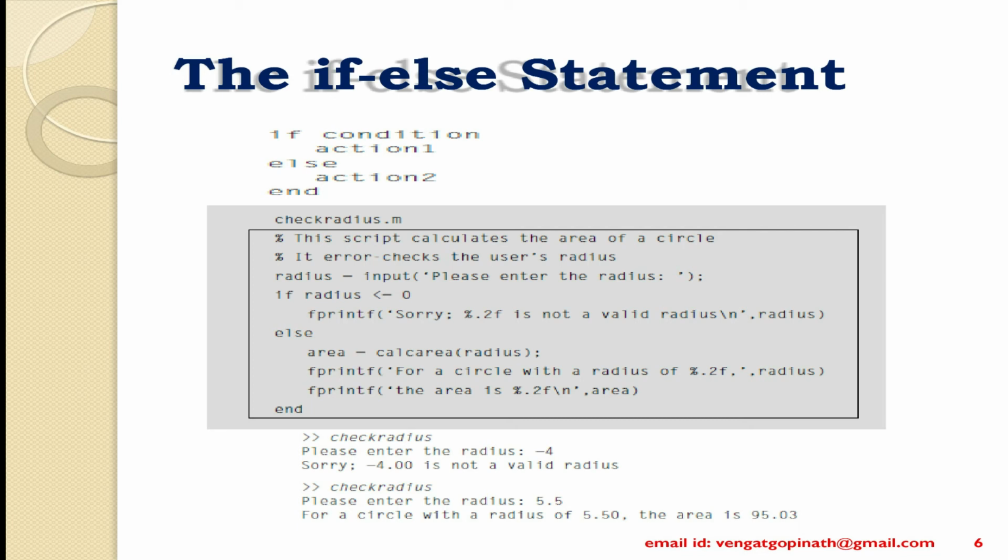Notice that the action of the if clause is a single statement, whereas the action of the else clause is a group of three statements. Like if radius is less than 0, the error message will be displayed. Otherwise, the area is calculated and displayed.